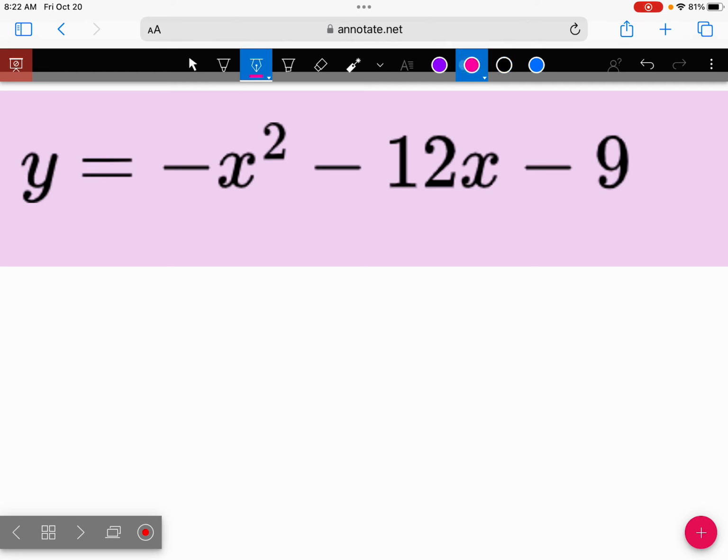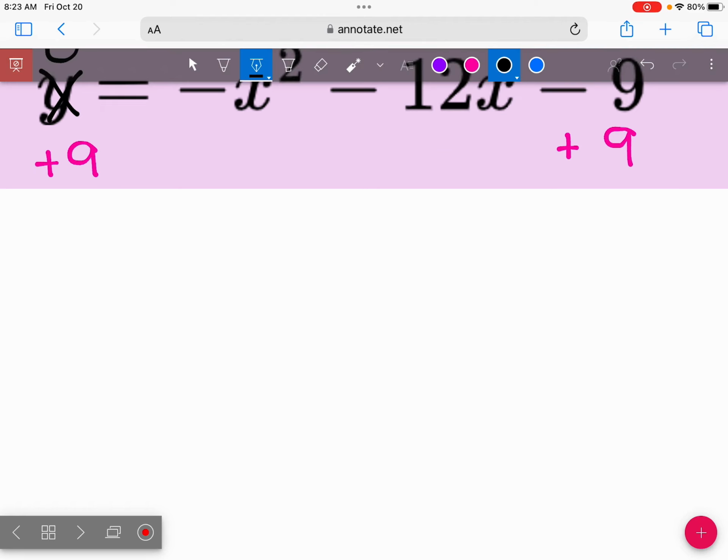So first thing I need to do is get this constant number scooched to the other side. I don't like it being here. We're also going to switch this y out to be a 0. So we're going to have 0 equals negative x squared minus 12x minus 9. And we're going to add 9 to both sides to get 9 equals minus x squared minus 12x.